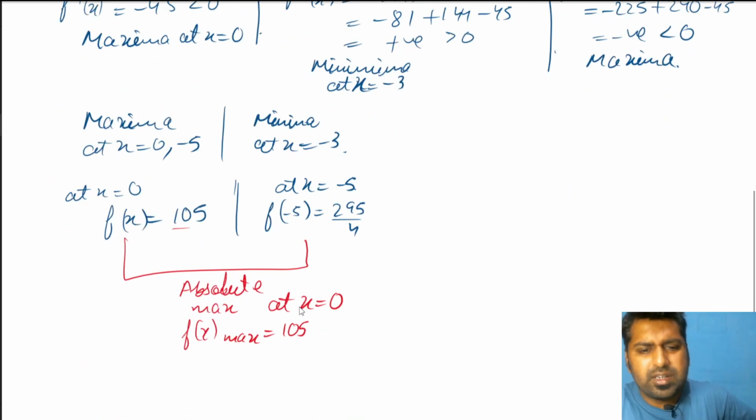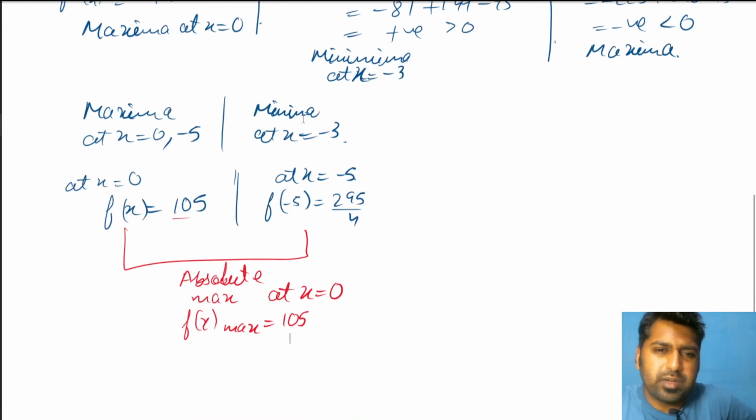We're done. Similarly, we can calculate minima also, but there is only one minima, so definitely that value will be your absolute minima. So no need to worry about that.